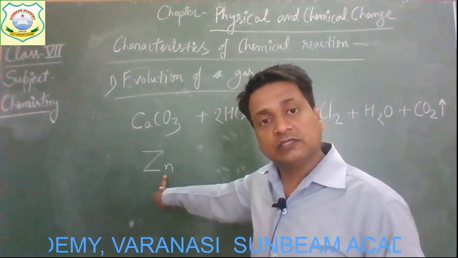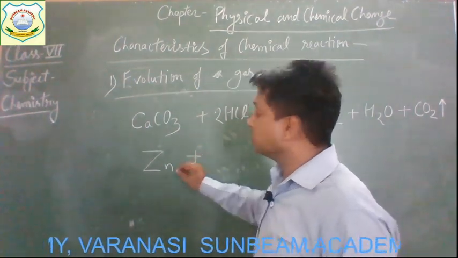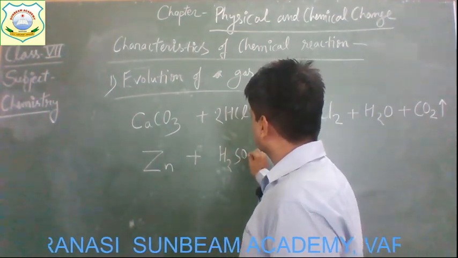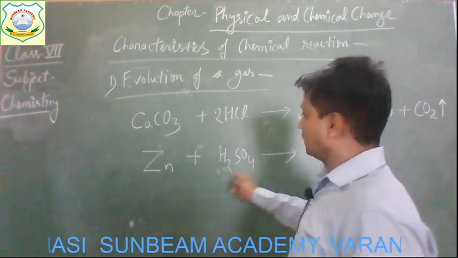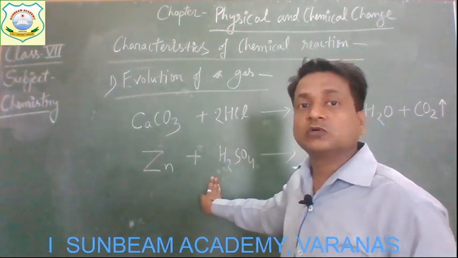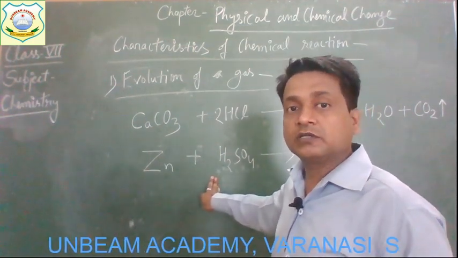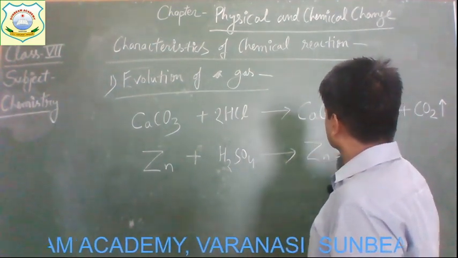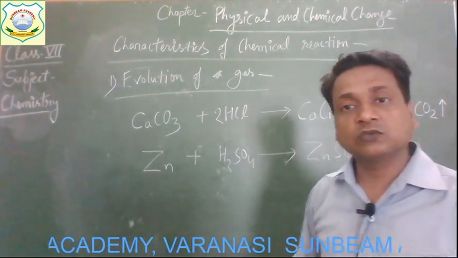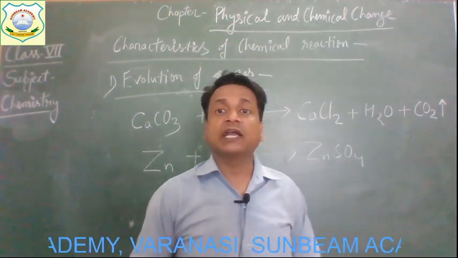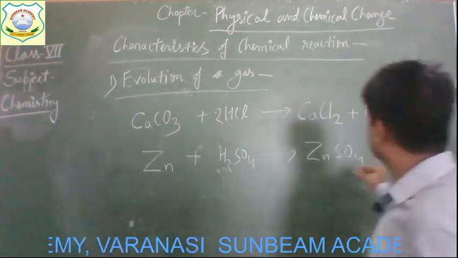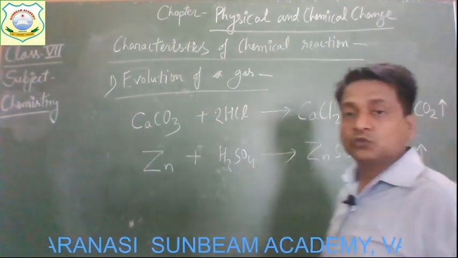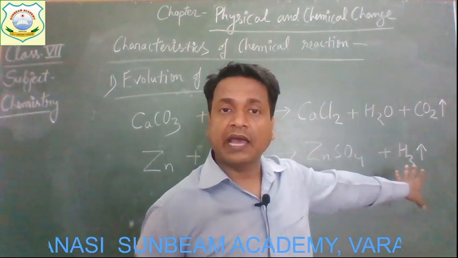the symbol of zinc is Zn. When zinc reacts with dilute sulfuric acid, H2SO4, it forms a new substance, that is zinc sulfate, ZnSO4, and produces a gas, that is hydrogen gas, and we show it by an upward arrow.